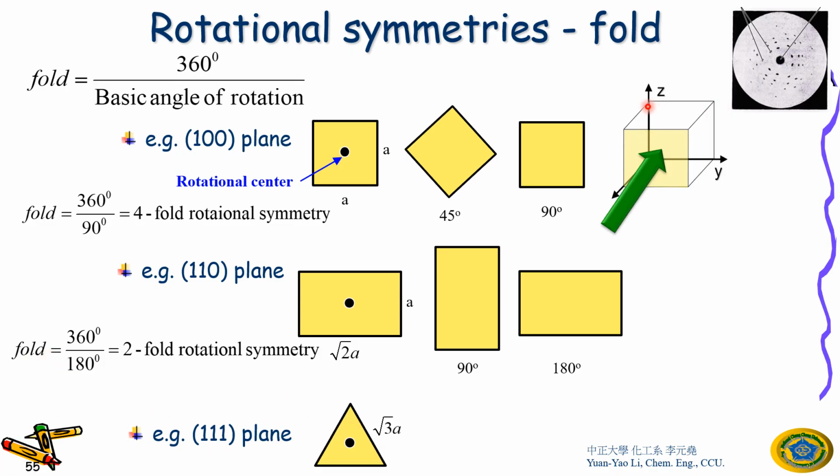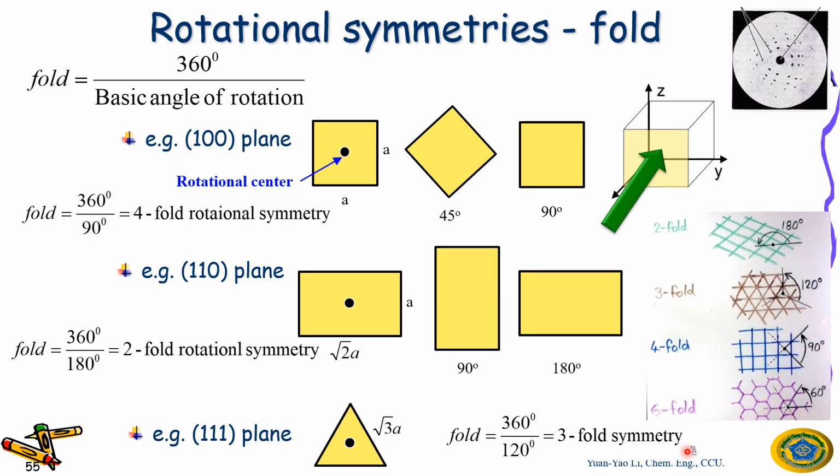How about this triangle? The triangle is this one, 111. Here again you have a rotational center. When you start to rotate, how many degrees do you rotate and get the same pattern? 120, right? If you rotate, use your imagination, 120. So 360 divided by 120 will be 3 folds. So this is what we call 3-fold symmetry.